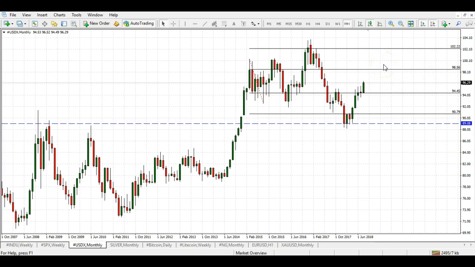So it looks like the dollar is going to outperform the rest of the currencies, and that's pretty much important for our trading activities. So bullish outlook on the US dollar.